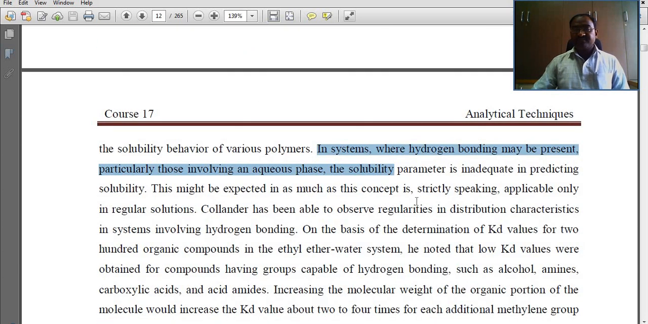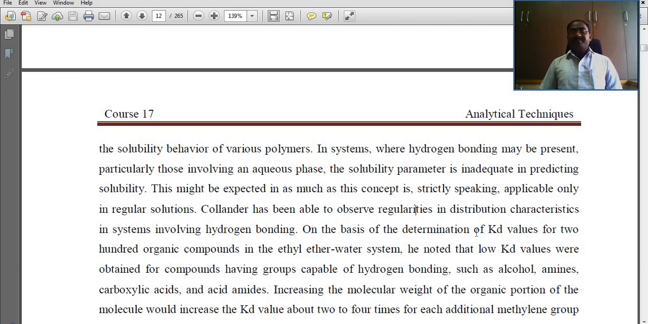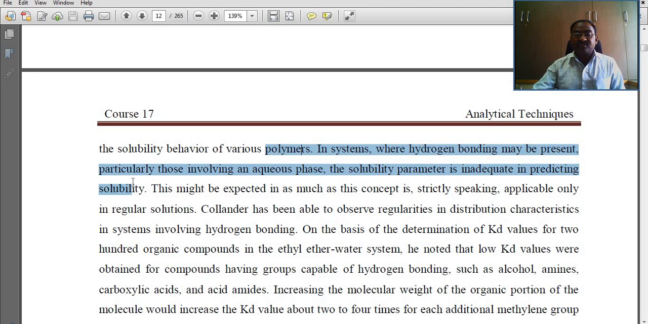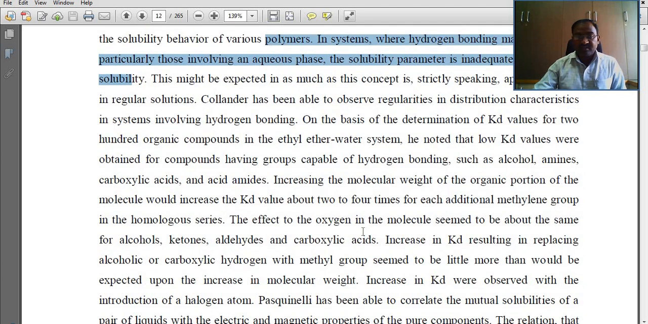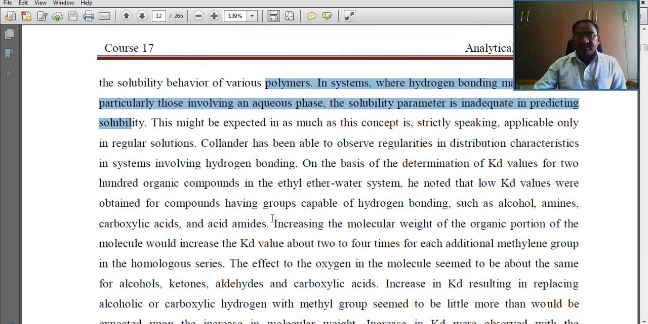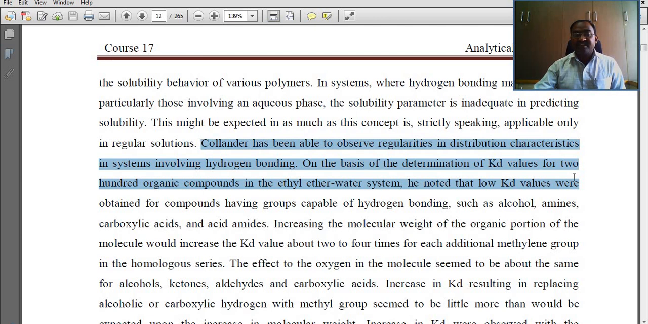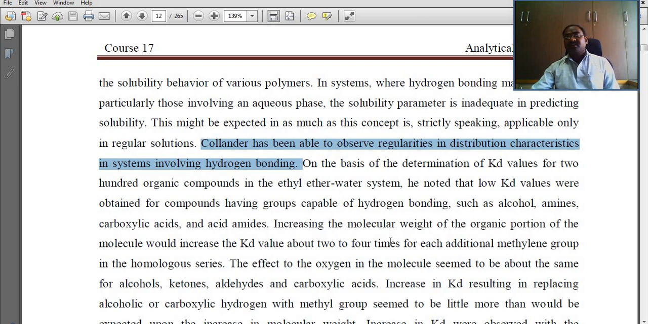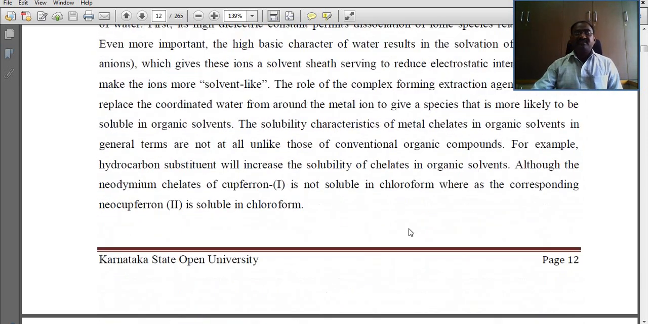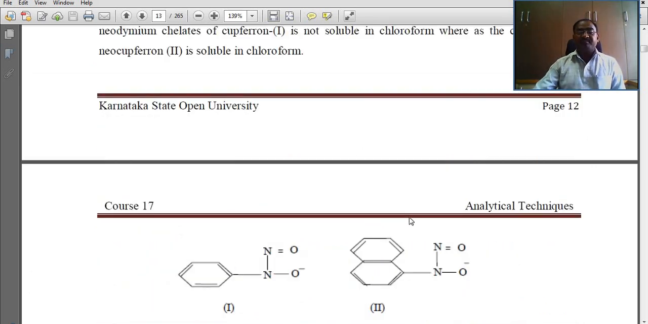In systems where hydrogen bonding may be present, particularly those involving an aqueous phase, the solubility parameter is inadequate in predicting the solubility. Here, irregularities have been observed in distribution characteristics in systems involving hydrogen bonding. Yet, many scientists use the solubility parameter concept to explain this.